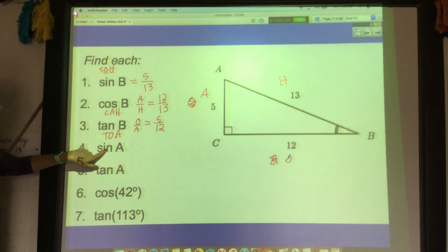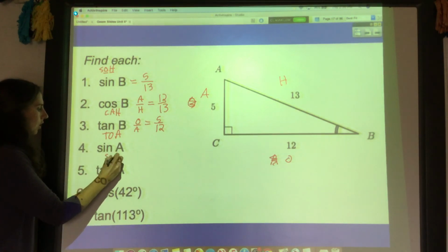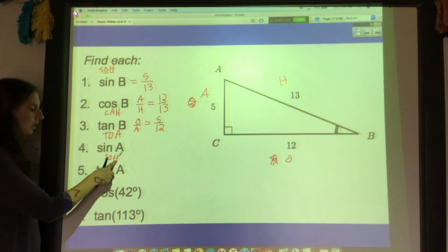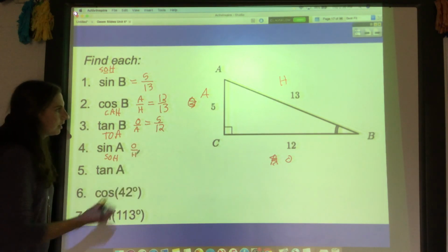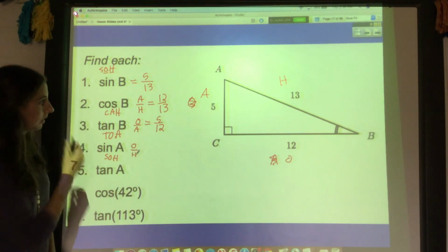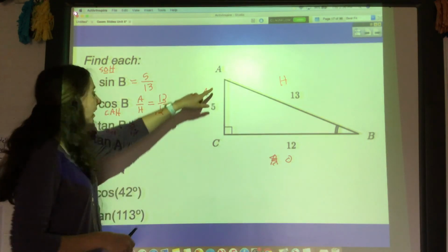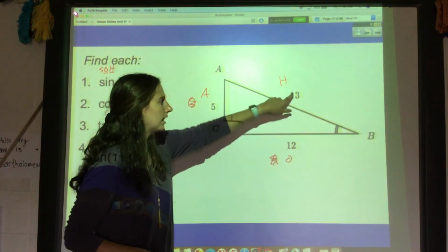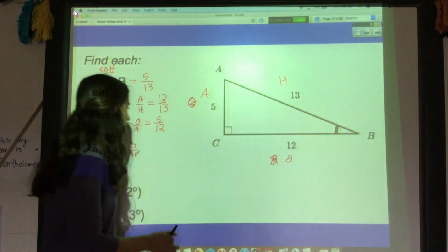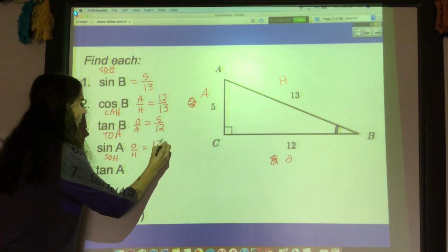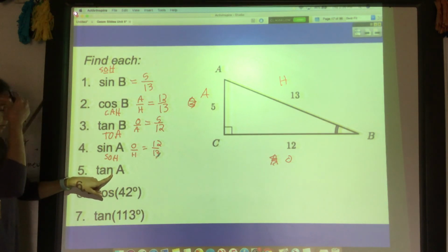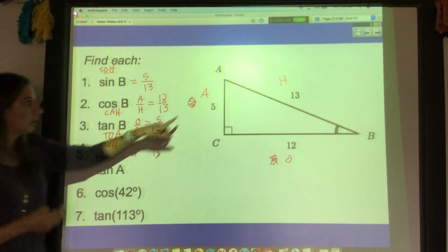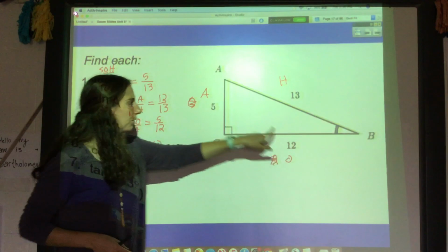So if I want sine, that's SOH, opposite over hypotenuse. So I'll go find opposite over hypotenuse. For angle A, this is opposite. That's still the hypotenuse, so 12 over 13. Tangent is opposite over adjacent, but for angle A, that would be 12 over 5.